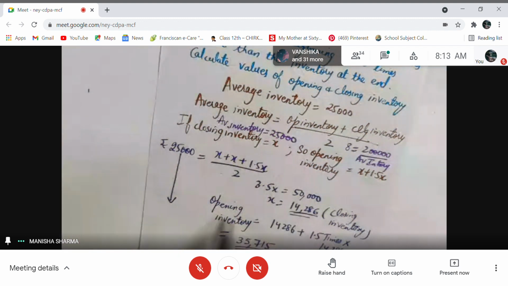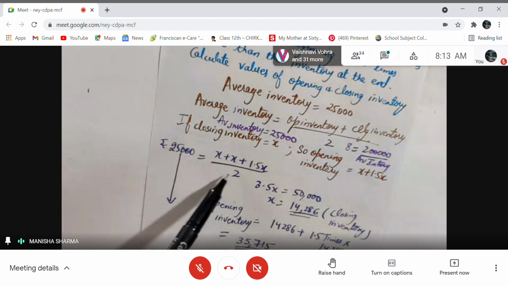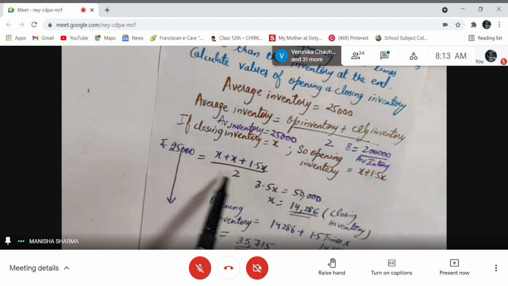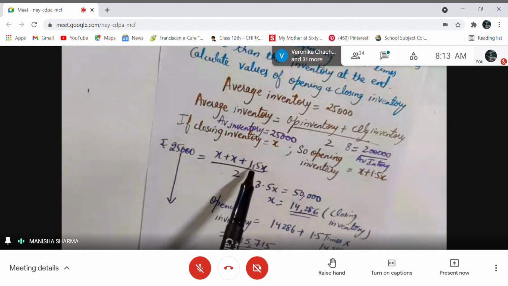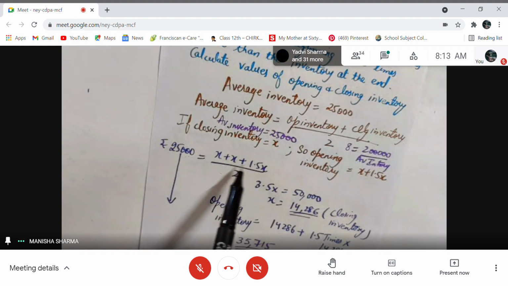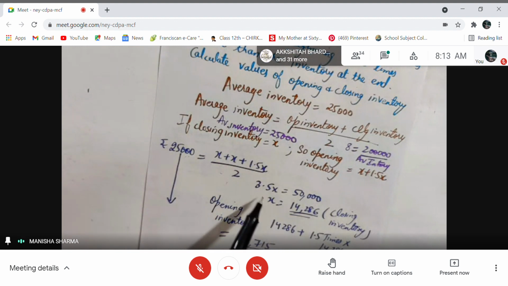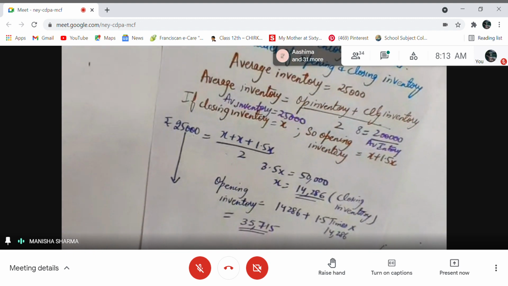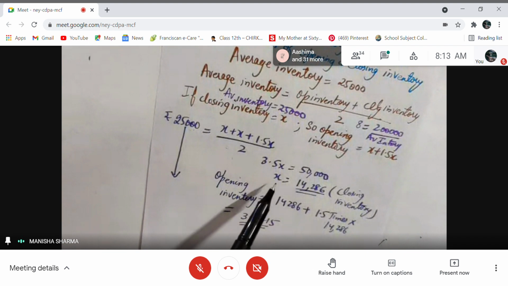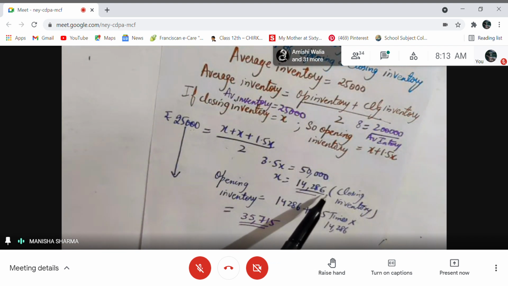If I solve this, I will take the 2 to this side, 25,000 into 2 will be 50,000. So if I solve X plus 1.5X, it will be 3.5X, right? I will add 1 plus 1 plus 1.5X, it will be 3.5X. So 3.5X is equal to 50,000. On solving, X would be 50,000 upon 3.5. I know that you know how to solve that. X will be 14,286. That X we took as the closing inventory.